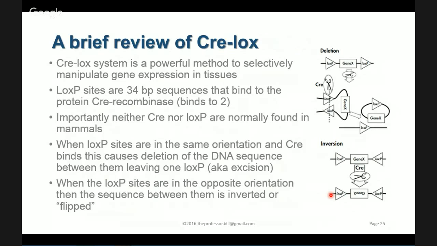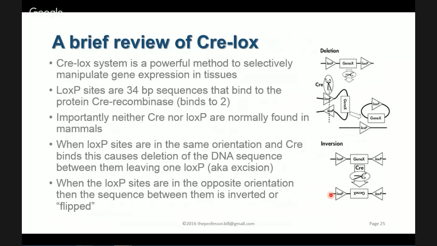Yes? Why does it split? Like, what's the logic behind it? So the Cre recombinase is trying to cut the strand of DNA. It will try to bind it and it will try to excise it. But when it does so, it actually just ends up inverting it rather than being able to excise both ends. Okay. Any other questions before we go on?